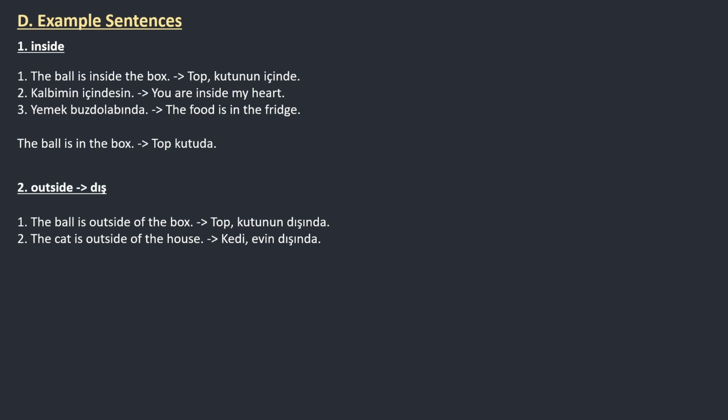So with this outside, there's a little bit of daily usage. Instead of saying evin dışı, you can just simply say dışarı. So kedi dışarıda or çocuklar dışarıda oynuyor. Kids are playing outside.